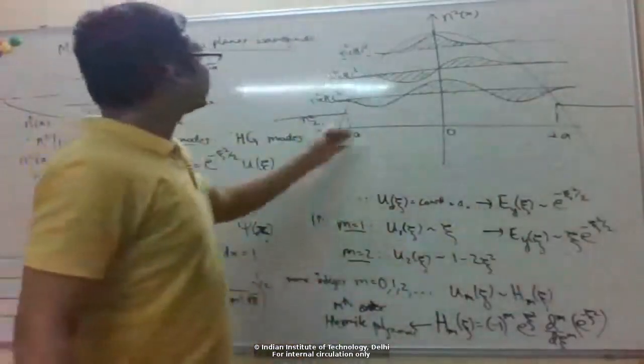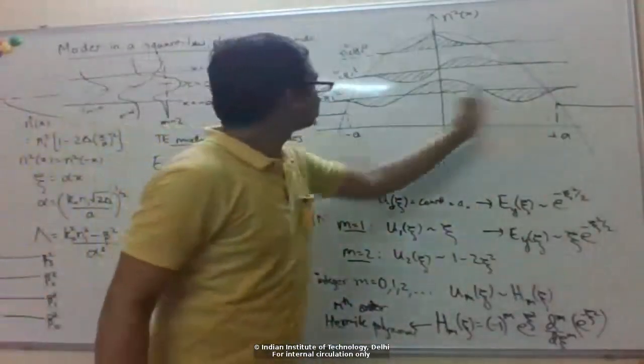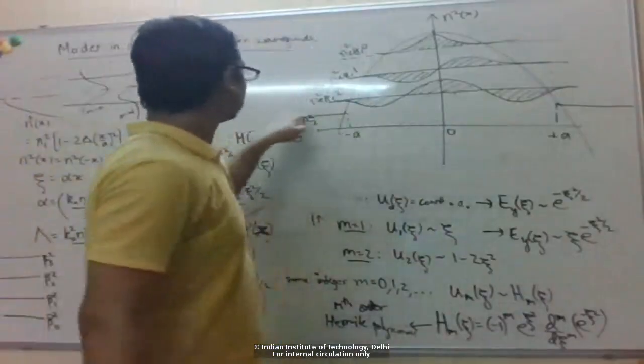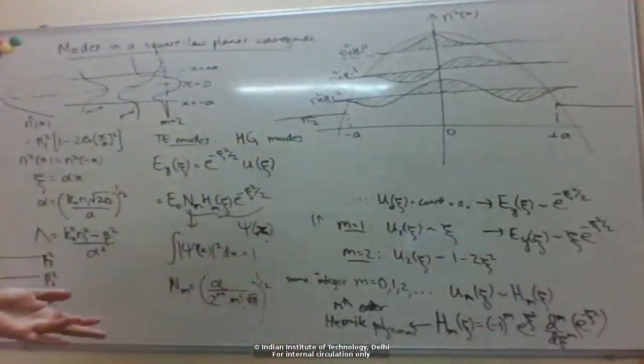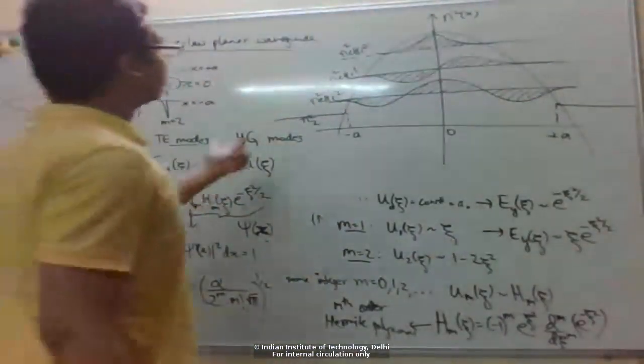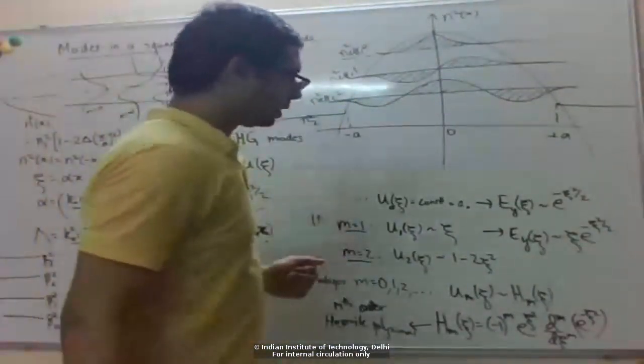Recall that we just solved for an infinitely extended parabolic medium. We didn't actually solve for the parabolic index between minus a and a, and then a constant index beyond that, and then apply boundary conditions. That would be the more accurate way of doing it, but of course that will become much more involved.